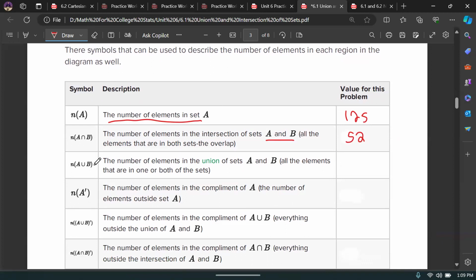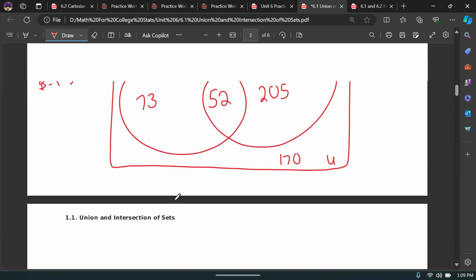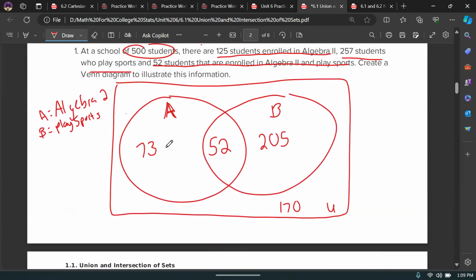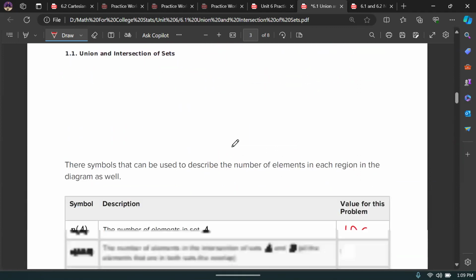Now, the next one is A or B. The upside down arch, this is the U shape. They're all the elements that are in one or both of these sets, right? As opposed to the last one, which is elements that are in both sets, the overlap, this one's in one or both. So A or B was in total here the 330. You add up how many people are in these circles entirely, and it's 330, remember. So in this case, 330.